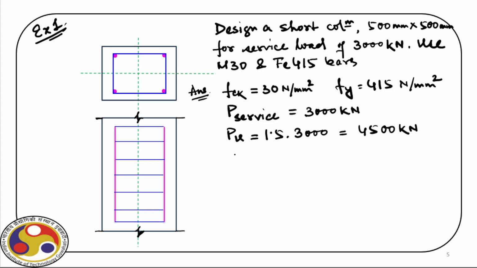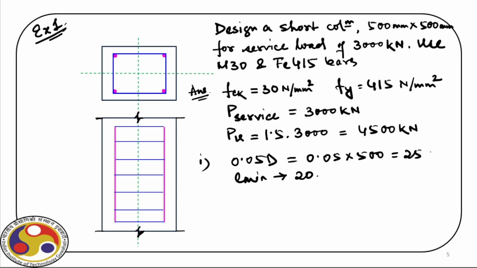Now, our first check is 0.05 D, which is equal to 0.05 into 500. So it is equal to 25. Right. So recall E minimum is 20 millimeter. Right.